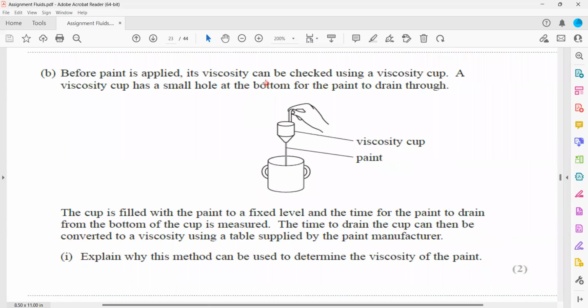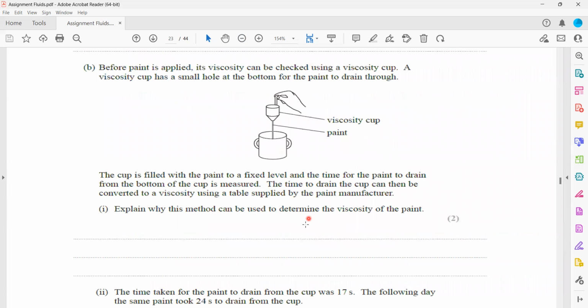The cup is filled with the paint to a fixed level, and the time for the paint to drain from the bottom to the top is measured. For example, we fill this cup fully and then we record how much time it takes to flow out from this cup, the viscosity cup.